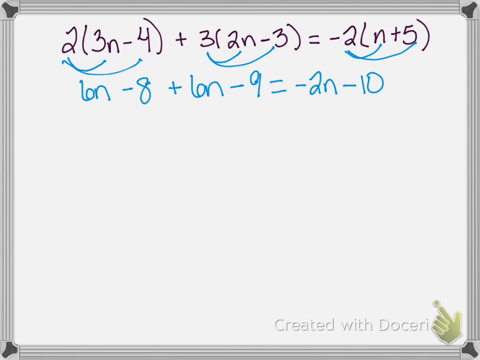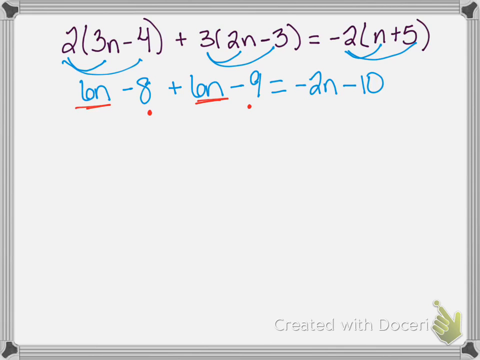Excellent. Okay. Now I am going to combine like terms. What do I have on the left-hand side to be combined? Okay. So I have 6n, and what else? Another 6n. Good. And Terrence, what were you going to say, the other one?